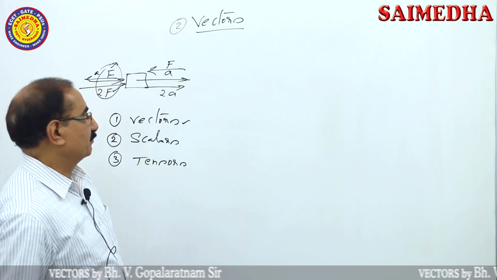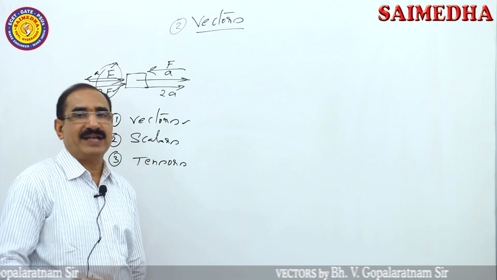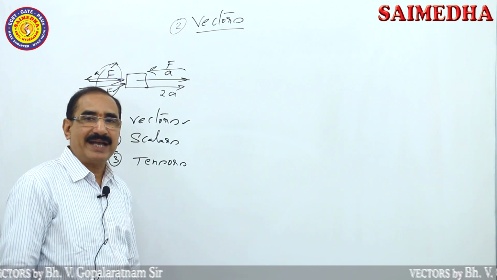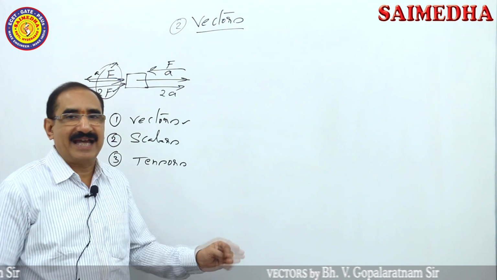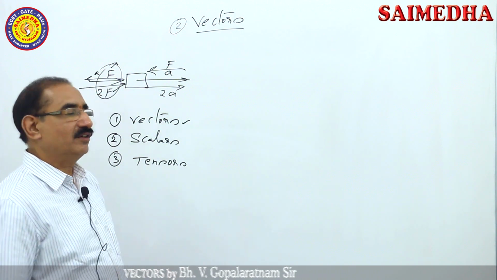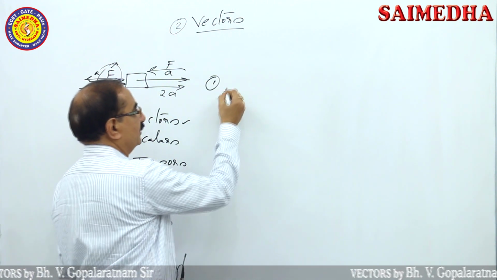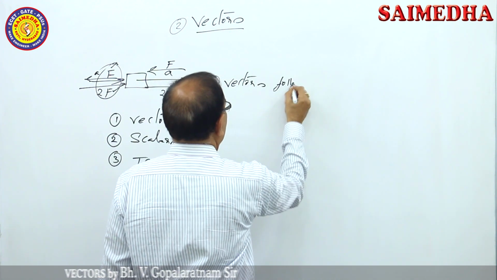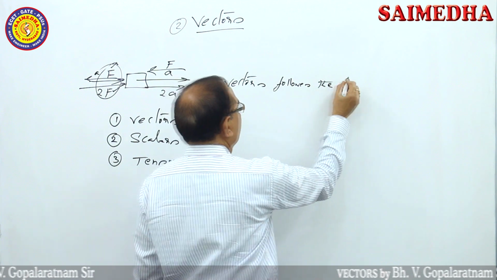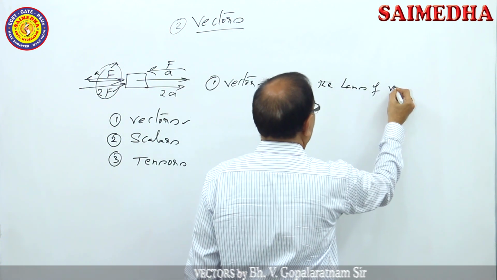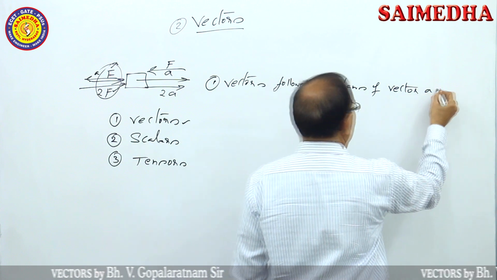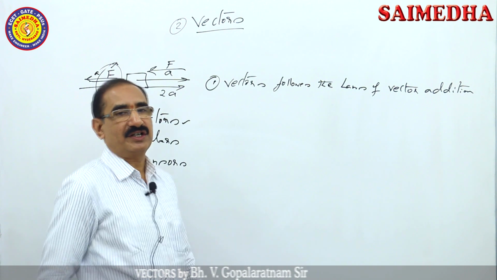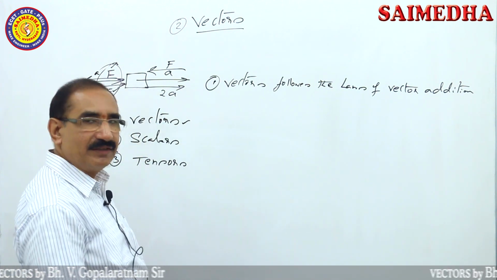Both magnitude and direction, but some physical quantities have both magnitude and direction, but they are not vectors. That means vectors have not only magnitude and direction, they should have some characters. So those characters of vectors are, first one, vectors follow the laws of vector addition. They follow the commutative law, associative law, distributive law, triangular law, parallelogram law.